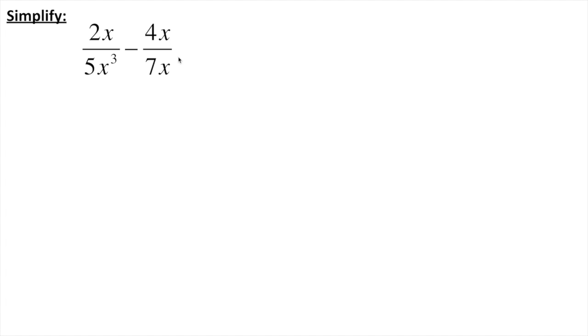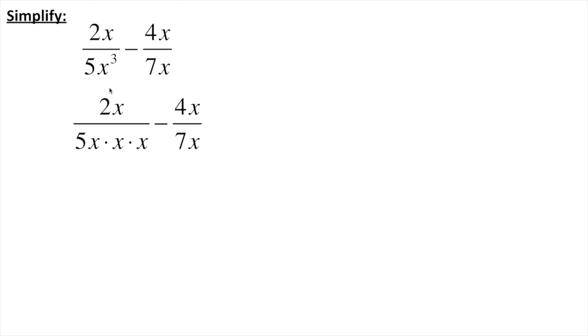If I notice here, I've got an x on top and bottom on this one, and an x on top and bottom here. I'm going to reduce these first. It's going to save me a lot of trouble at the end of the problem from trying to reduce it then. Plus, it'll make it a little bit easier to find a common denominator. So I'm going to rewrite these, and this is the exact same thing. I've got 2 times x, so 2x, 5 times x cubed, that's x times x times x, and these two I just rewrote exactly like they are.